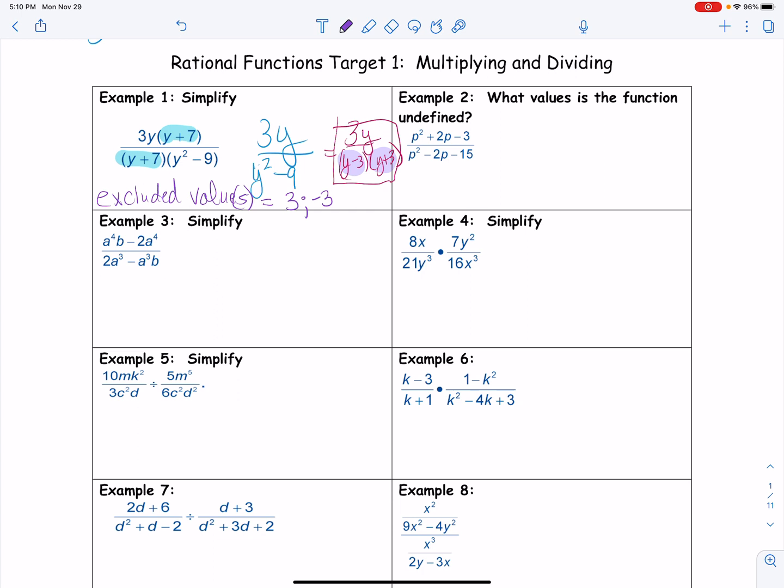Now some kids want to say, shouldn't you put y can't equal 3 and negative 3? But the name is excluded values, so it's wanting the values that it can't be. You would just say that those are my excluded values. I'm going to do that on a few of these problems, but I'm not going to waste my time doing excluded values on every question because it's going to come about.